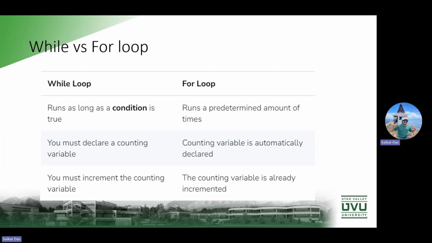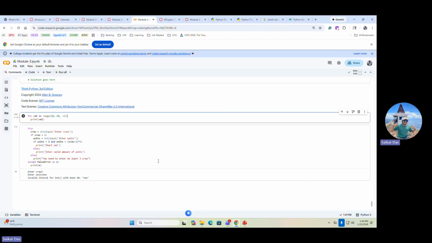You must increment the counting variable or decrement, depending on your situation. But for the for loop, the counting variable is already incremented. It will already increment by 1. Like I wrote the code here: for val in range. That means the val value starts from the first one, goes to the next one, and the next one, until the last one, the last item of the sequence.